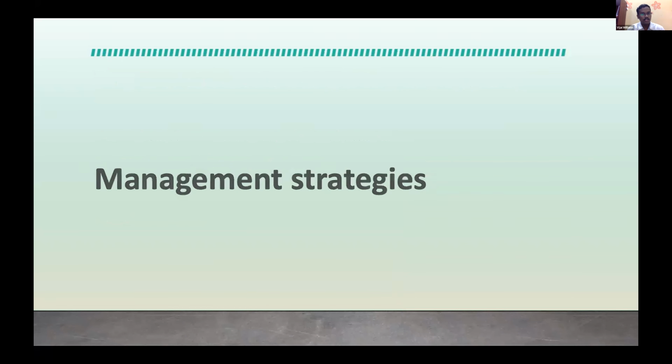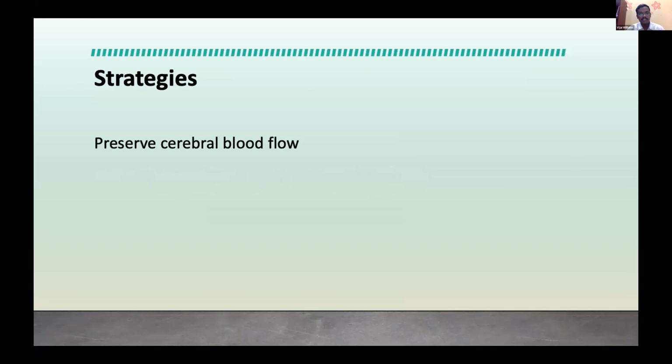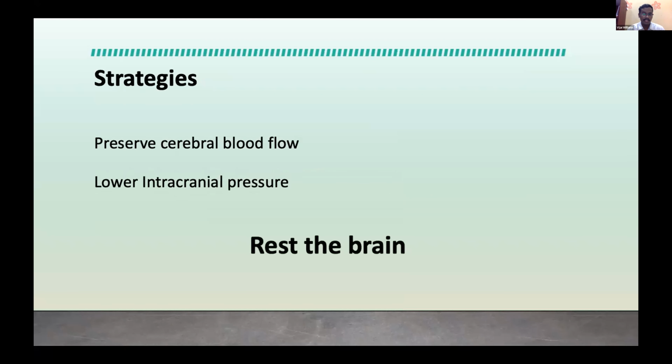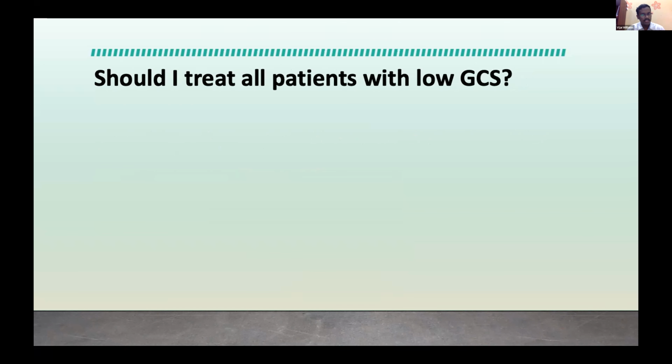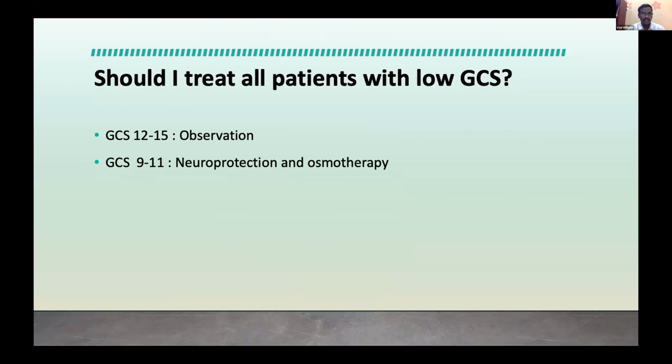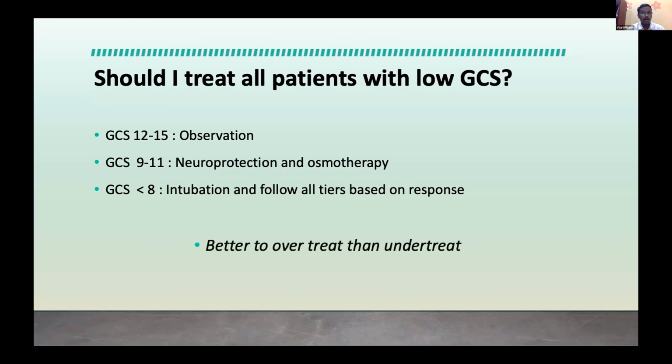The management strategies include twofold. One, we have to preserve the cerebral blood flow, and the second is to lower the intracranial pressure. In simple terms, we need to rest the brain. Any child presenting with coma should be presumed to have raised ICP. Should I treat all patients with low GCS? A GCS of 12 to 15 needs close observation, and you may start neuroprotective measures. Any child with GCS of 9 to 11, start neuroprotection and osmotherapy as per necessity. And any child with GCS of less than 8, intubate and follow all tiers based on the response observed from the child. It is always better to overtreat these children than undertreat them.